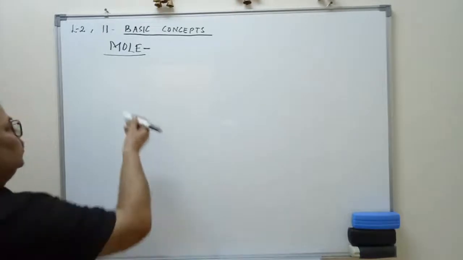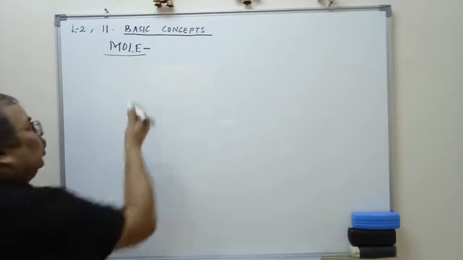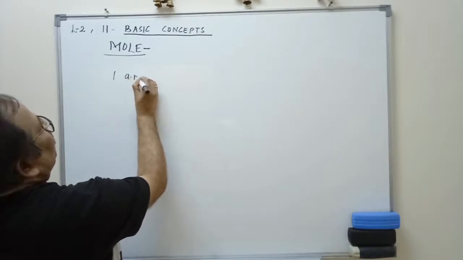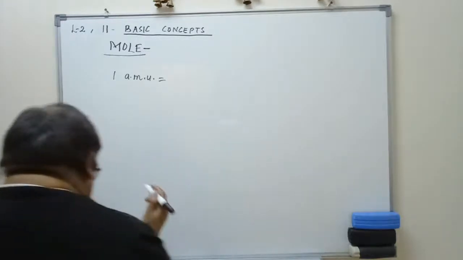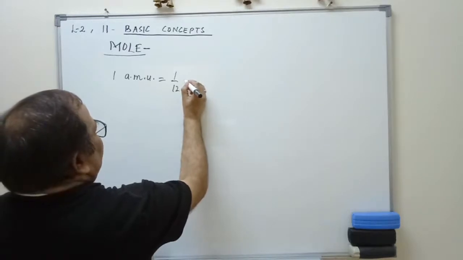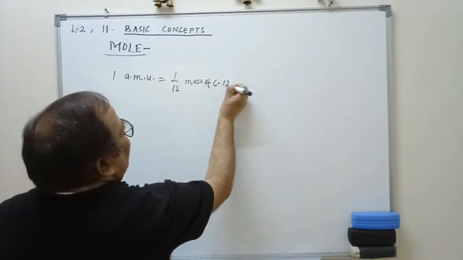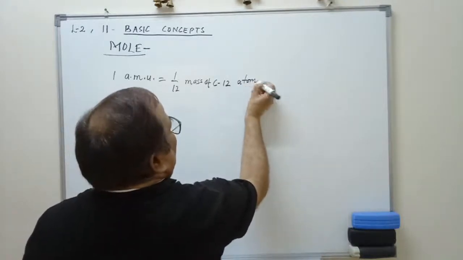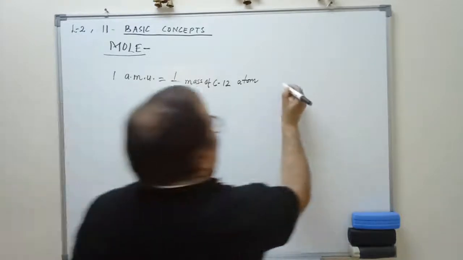See students, one AMU is equal to, very simple, 1 by 12 mass of carbon 12 atom. Understand my point? Mass of carbon 12 atom is what?